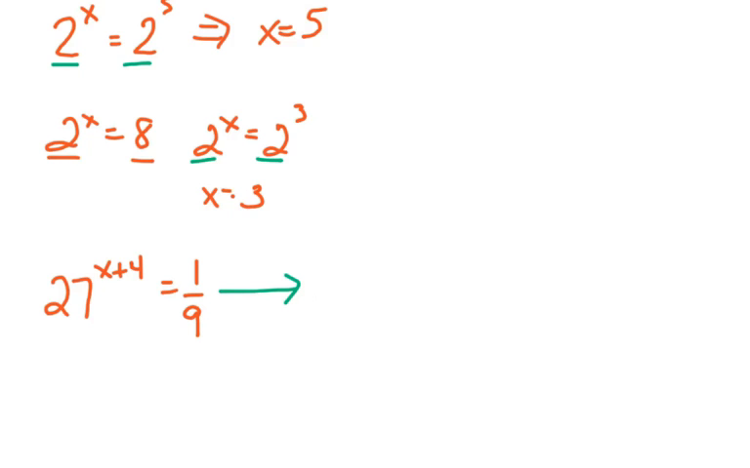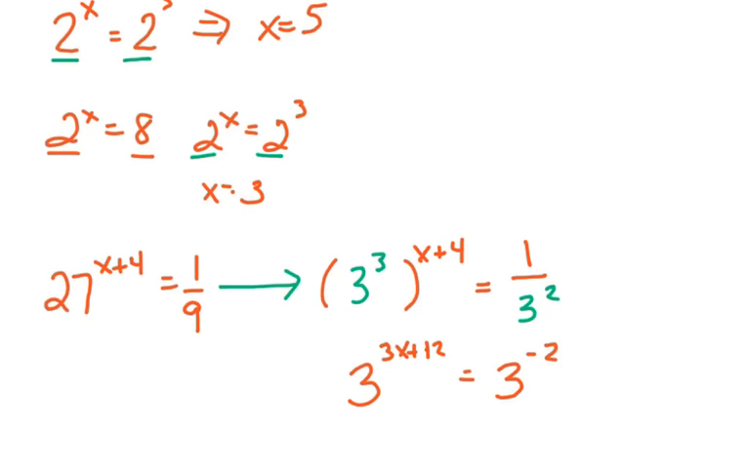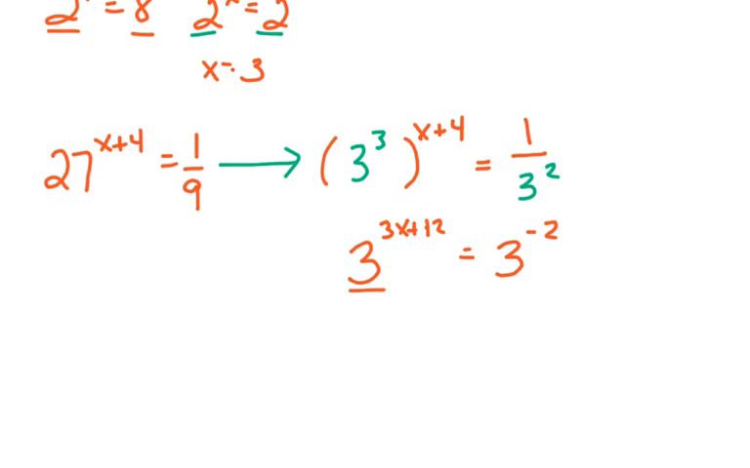So let's think about 27. What is 27? 27 is 3 cubed to the x plus 4. And the other side, 9, is 3 squared. So that means on the left-hand side we have 3 to the power, to a power you multiply, 3x plus 12, equals, on the other side, if the expression is in the bottom, that means the power has to be negative.